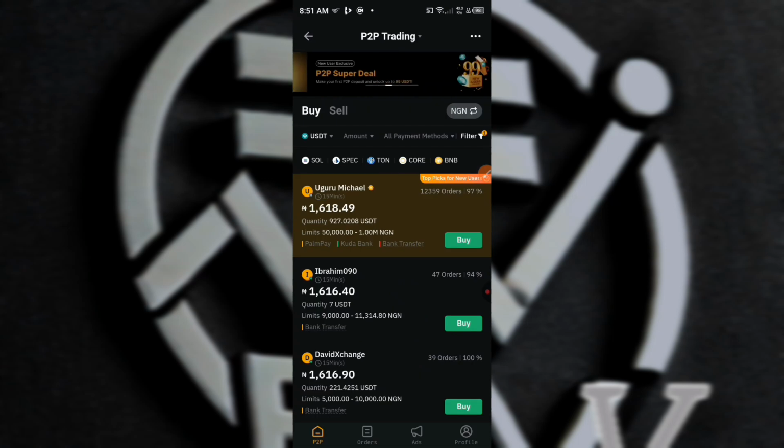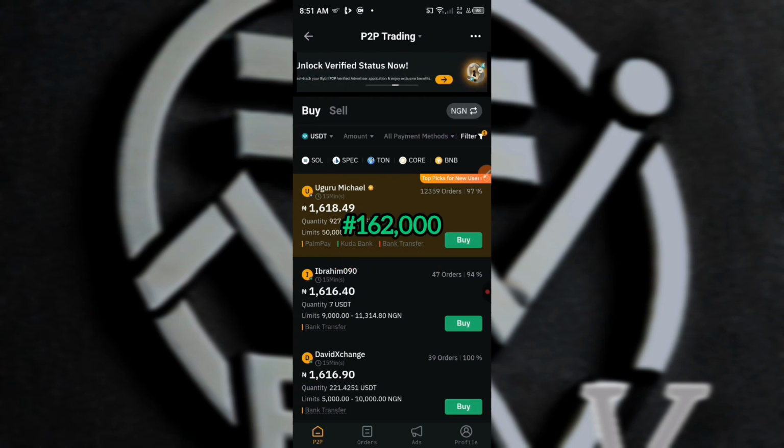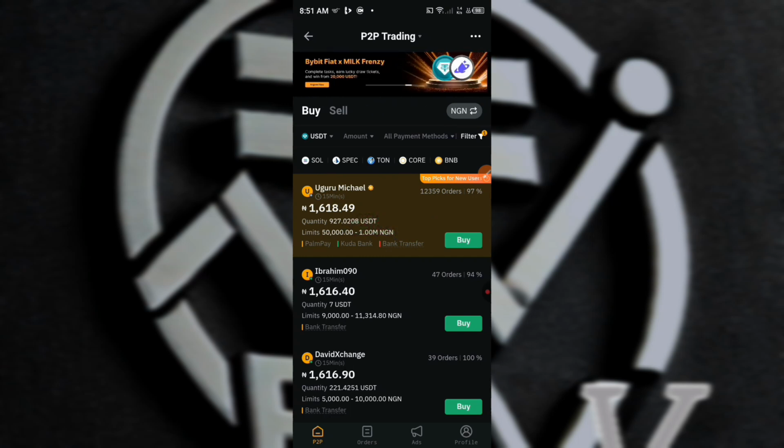So guys, depending on the amount of USDT you have, you can buy any amount of USDT that suits you. But you should take note that with less amount of capital, you might not gain any profits in your transaction. But with higher amount of capital, you tend to gain more profits per transaction. So guys, you can take note that the price of USDT as of the time I made this video is 1,618 Naira and below. So guys, if you want to buy a quantity of 100 USDT, you'll be spending around 162,000 Naira in total. So guys, this is a very good amount of capital to use and start this process.